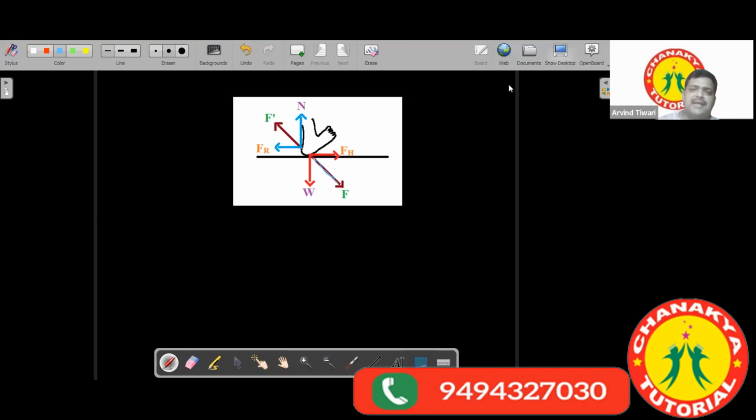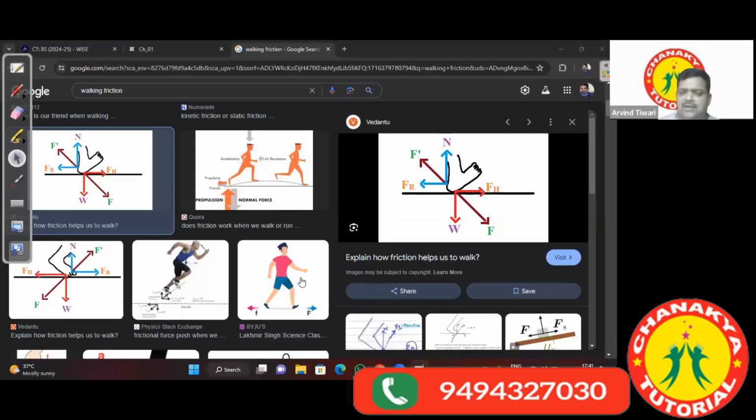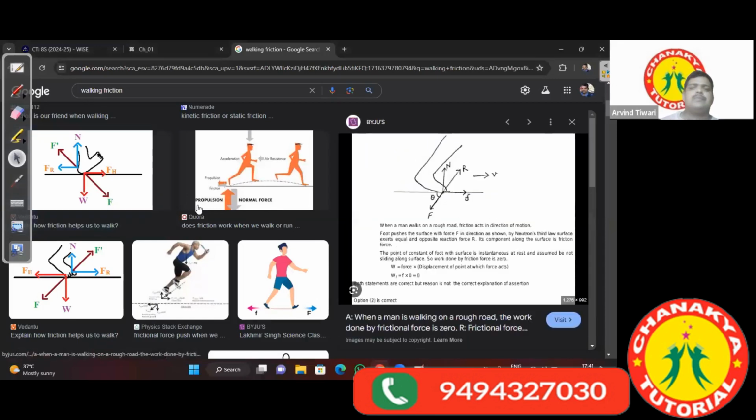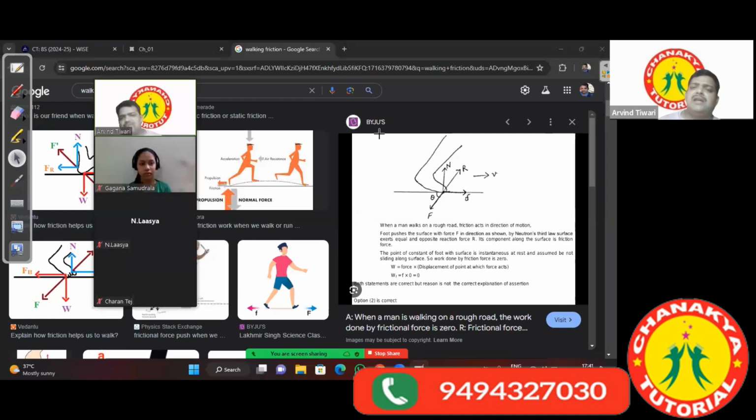Let me take another diagram, which will be, I think, a better one to understand it. Okay, let's see this one. Understand this diagram, what happens here. A little part of it we'll try to understand, what it wants to say.